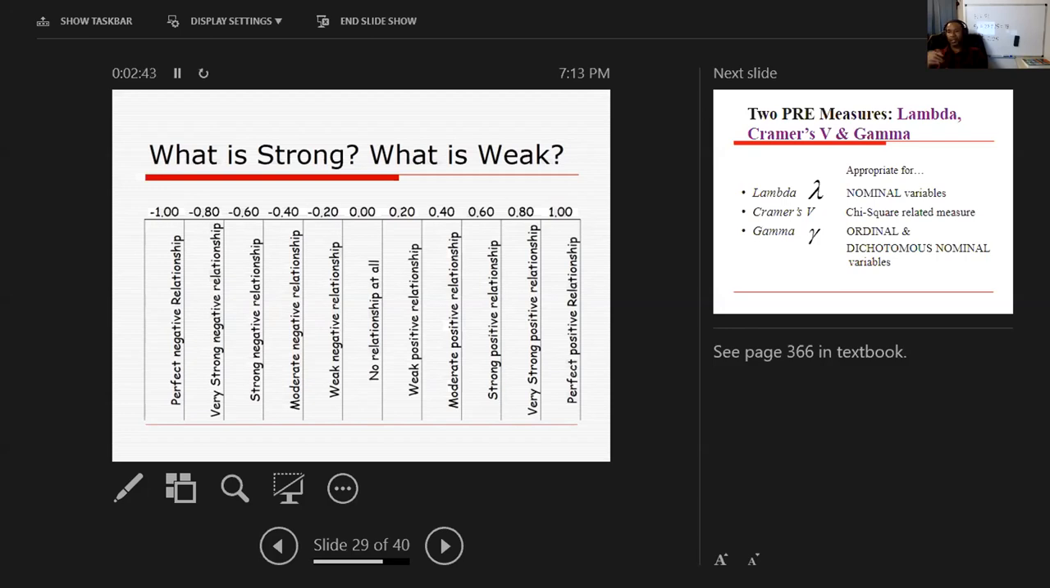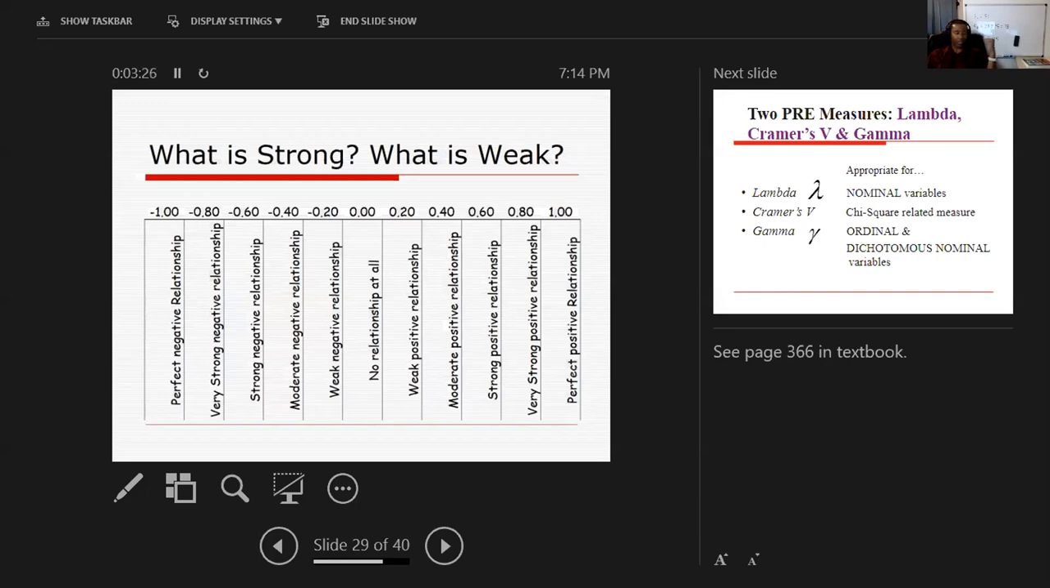Now, one thing about our 0.25. You might think to yourself, okay, it's a weak relationship, but you wouldn't report it as a weak relationship because it's in between 0.20 and 0.40. You would refer to it as a weak to moderate relationship. It is not just weak, nor is it moderate, even though it's technically closer to weak. So if it's anywhere in between 0.20 and 0.40, it's weak to moderate. If it's anywhere in between 0.40 and 0.60, then it'd be moderate to strong, and so on and so forth. Does that make sense to people?